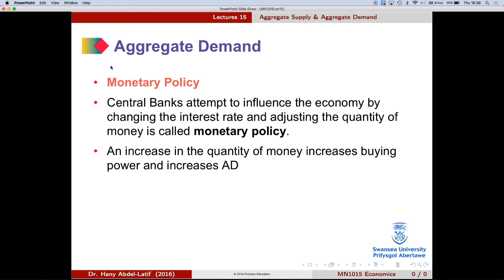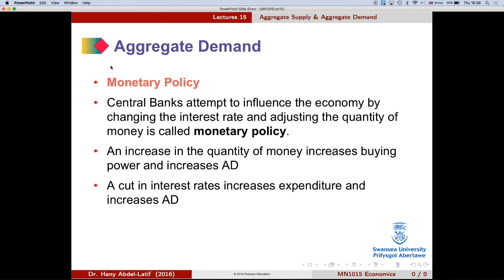If they increase the money supply, so if the quantity of money increases, that means people have more money, and this will increase the aggregate demand. People will want more, so they will demand more. That will shift the aggregate demand curve to the right. If the central bank cuts the interest rate, again, this means people will increase expenditure, and this will increase the aggregate demand.